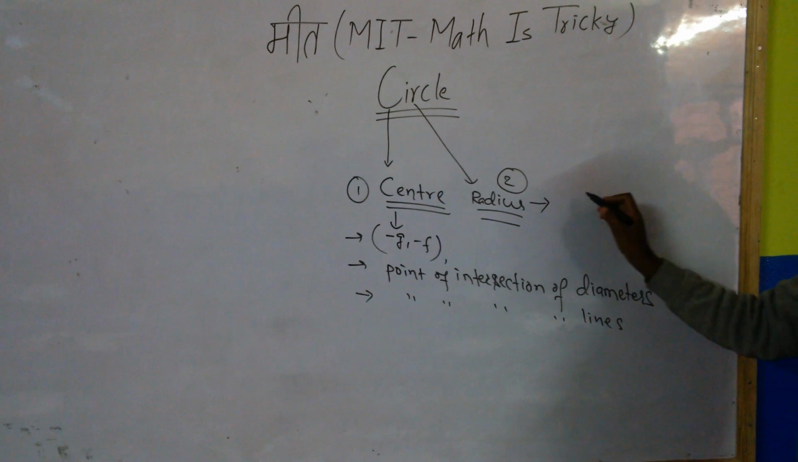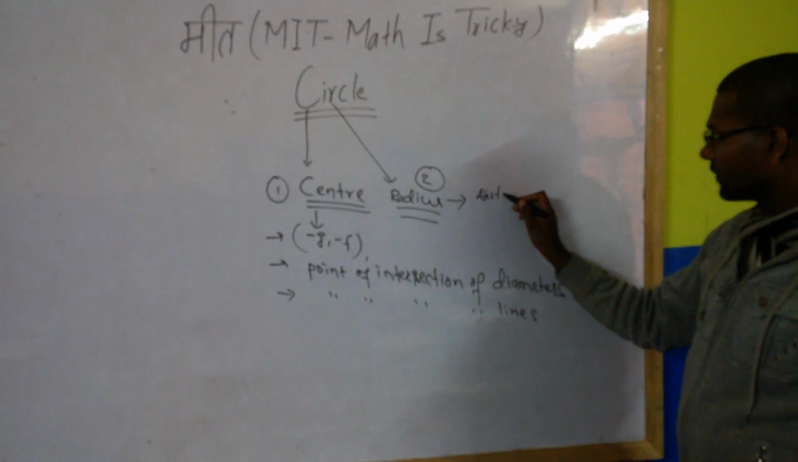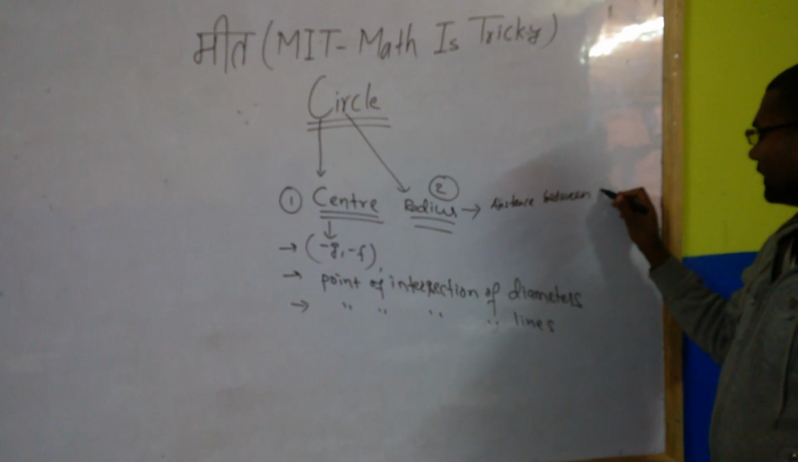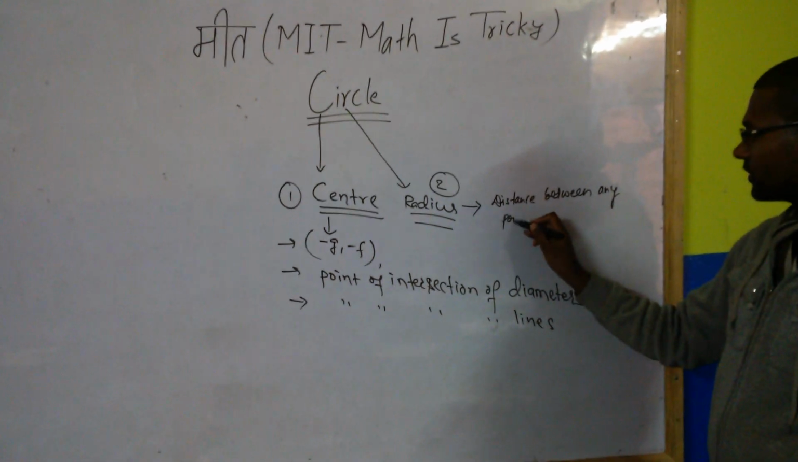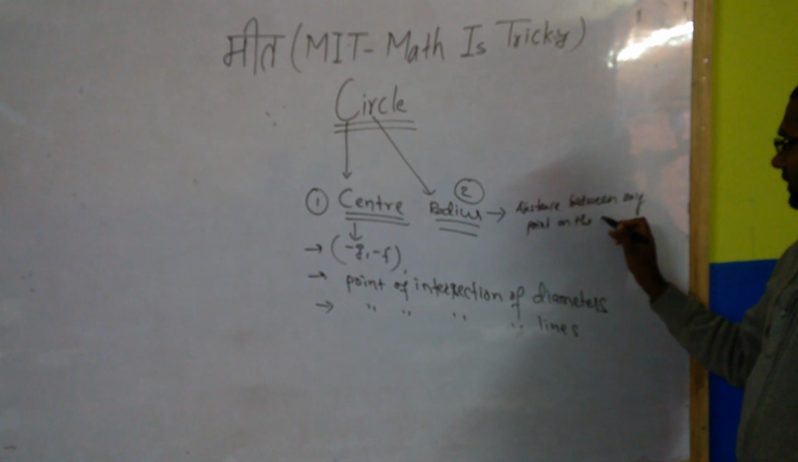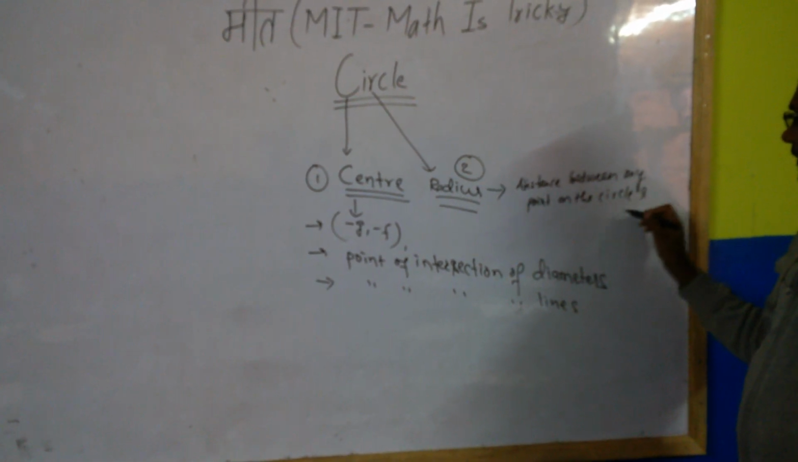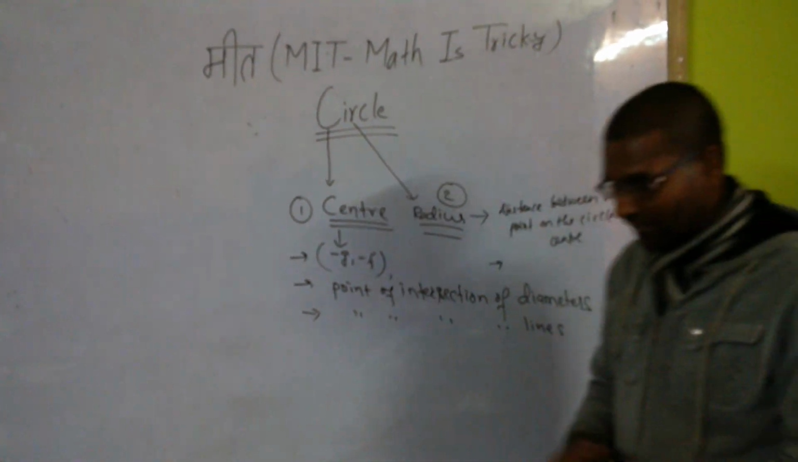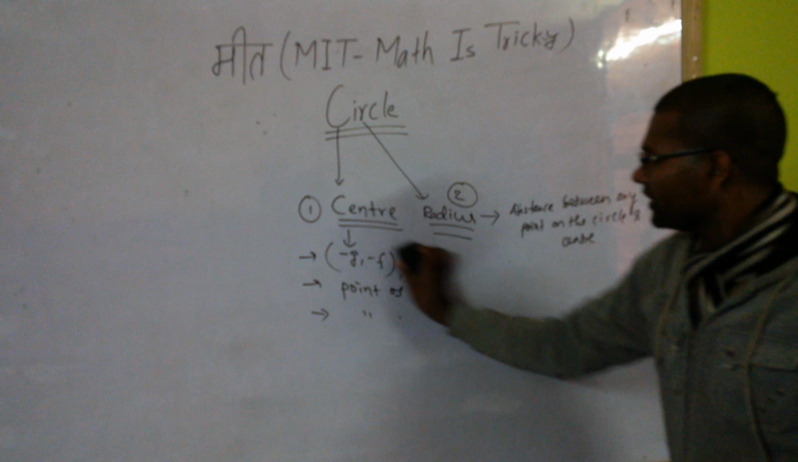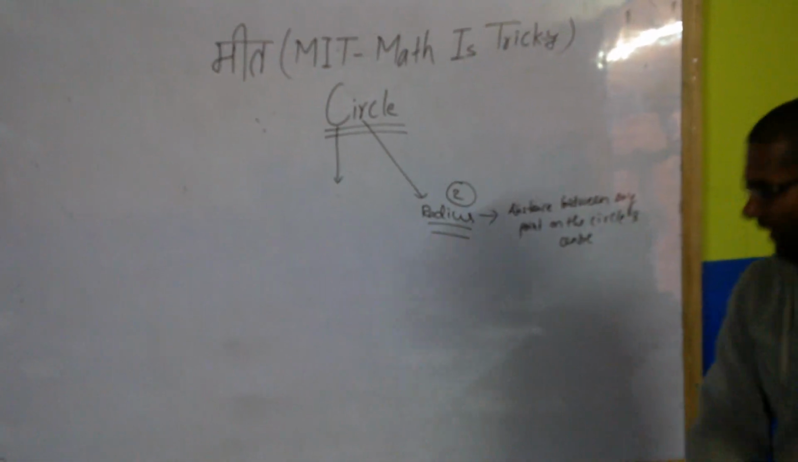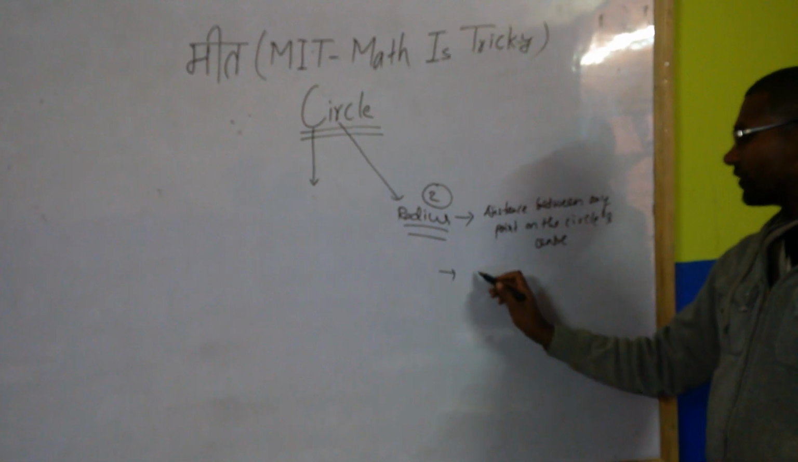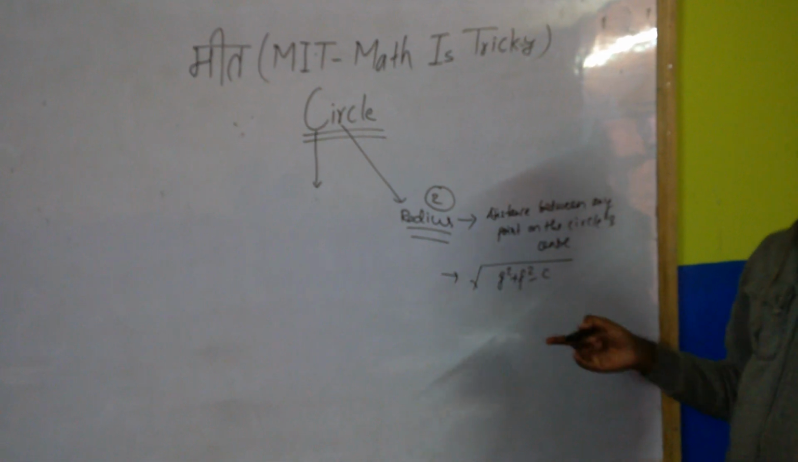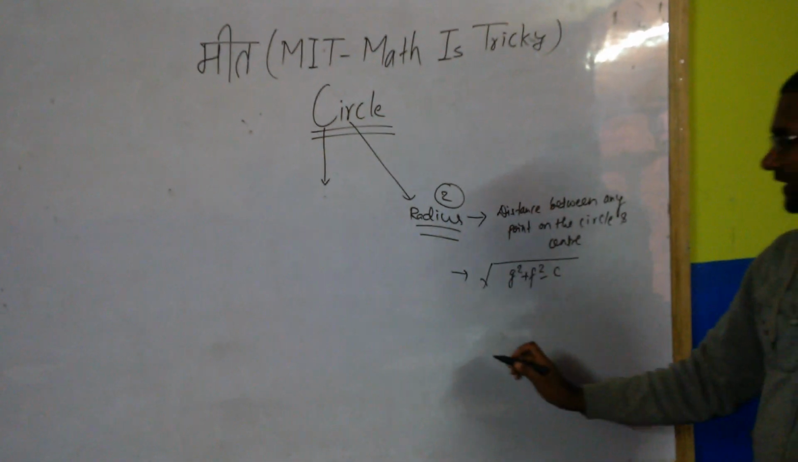To find the radius, we have a formula. This is simply the distance between any point on the circle and the center. So the second point is to find the radius. Sometimes we calculate the radius by this formula, sometimes we use this formula: square root of g square plus f square minus c. We use this formula to find the radius.